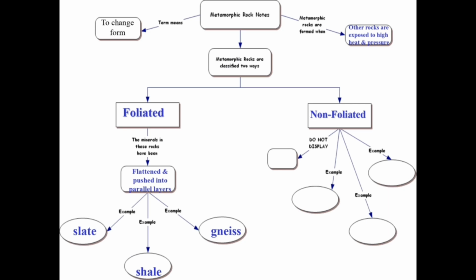So, foliated rocks are minerals that have been flattened and pushed into parallel layers. It has distinctive and repetitive layers. Examples are shale, a parent rock, slate, a low-grade metamorphic rock, and gneiss from a high-grade metamorphism. Shale formed first, transforming into slate because of pressure, and finally transformed to gneiss in higher metamorphic conditions.